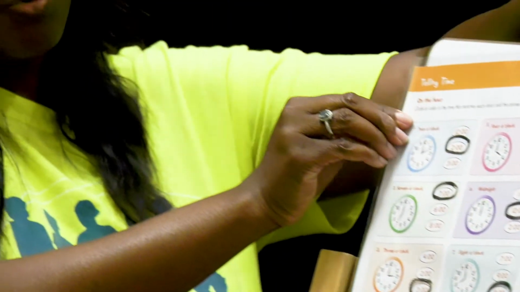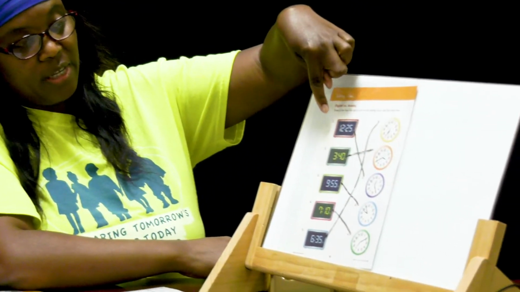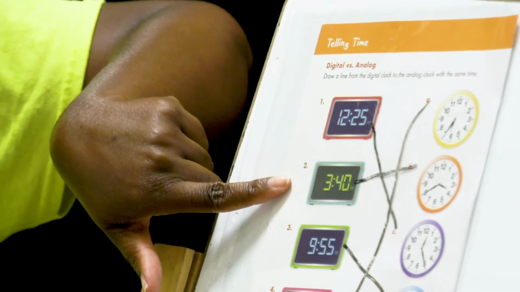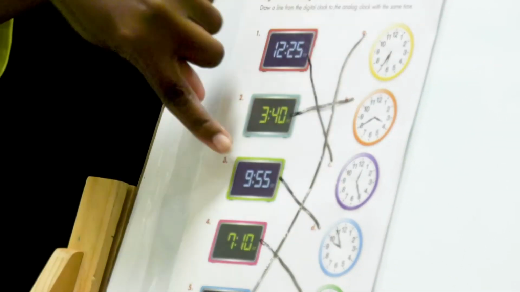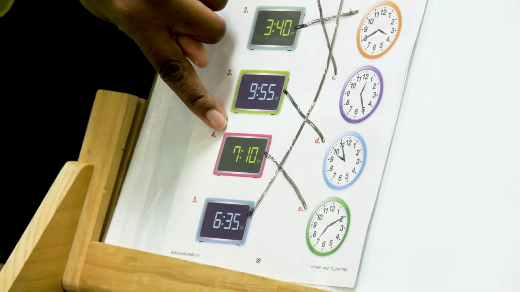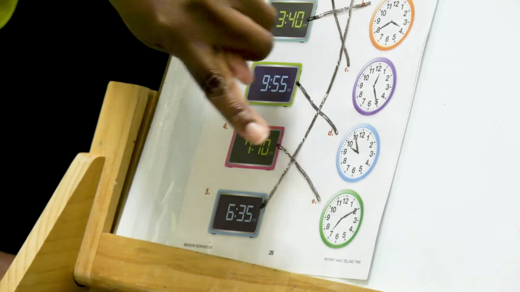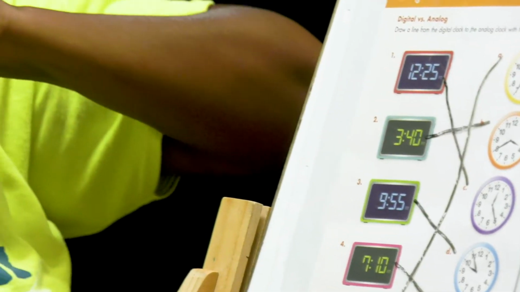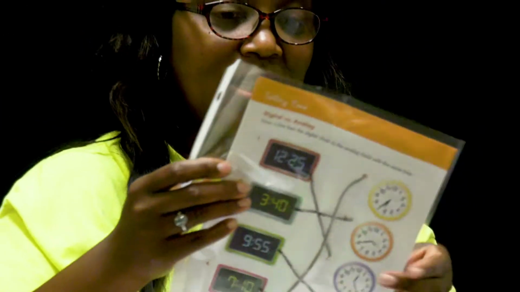All right, so these are some more lessons that we have covered with the analog clock, as well as some lessons that we covered with the digital clock to match the correct analog clock. Here it says 12:25. This would represent this clock. Here is 3:40. For 3:40, it's this clock. 9:55. Here is 9:55. Here it says 7:10. This clock here says 7:10. Down here it says 6:35, and your clock up there says 6:35. All right, boys and girls, so that is the digital and analog clocks lesson that we covered.